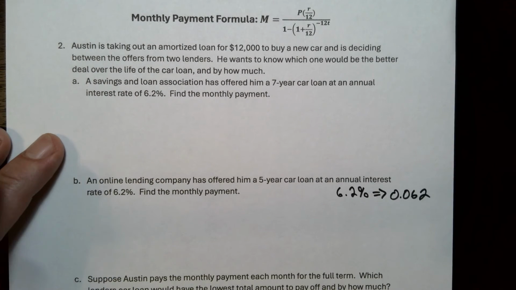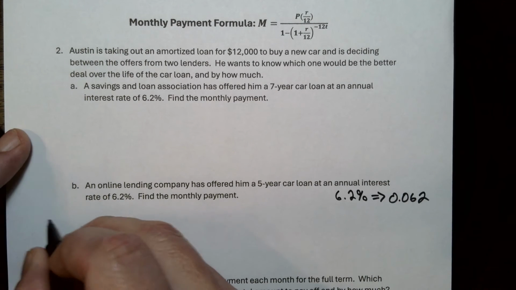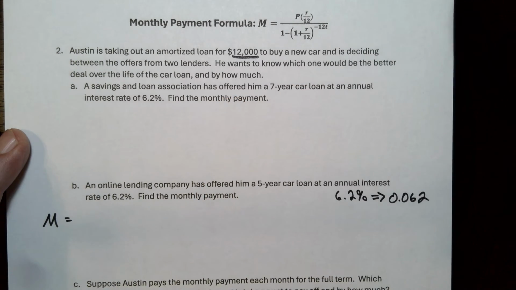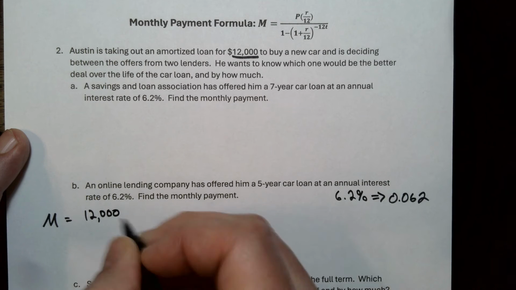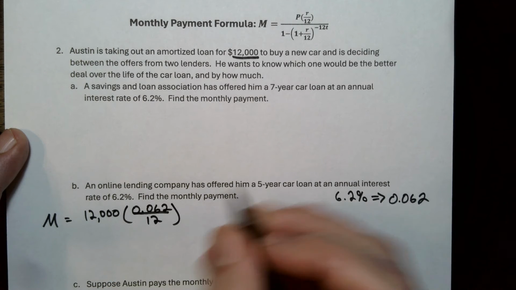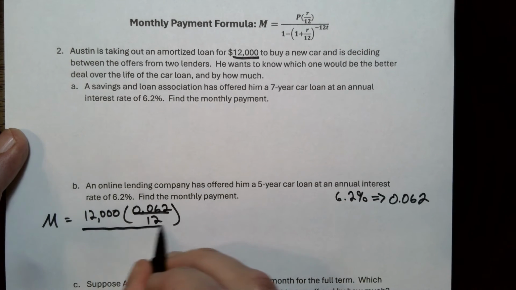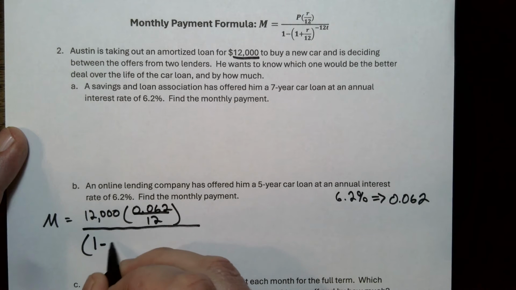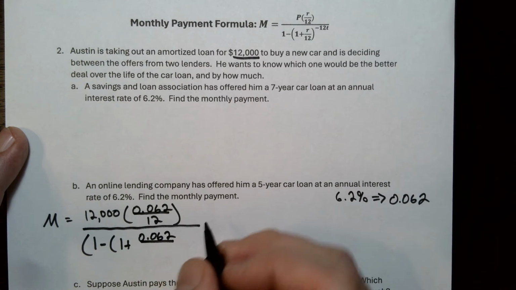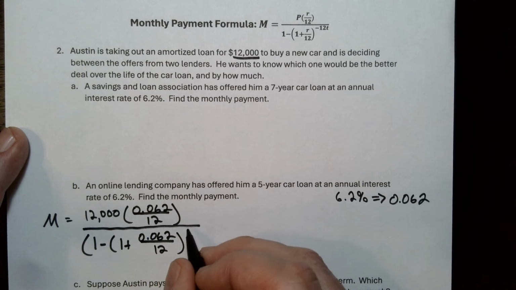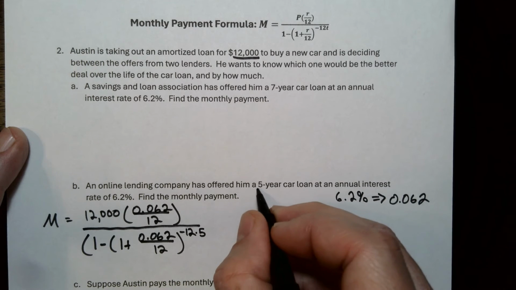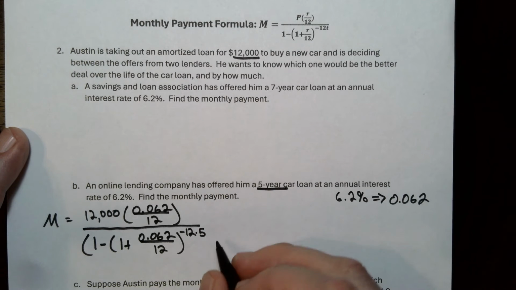All right, so what we're going to do is use that monthly formula that's right here. M is equal to the principal. Principal is the $12,000 right there. So 12,000 times 0.062 divided by 12, all in the formula. And then on bottom, we have 1 minus 1 plus 0.062 over 12, close parentheses, raise it to the negative 12 times how many years? 5. Negative 12 times 5. So 5 is the number for t this time. Okay, and then close that parentheses.